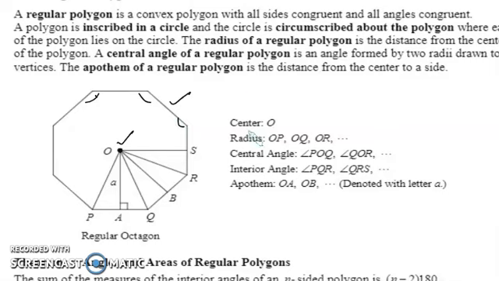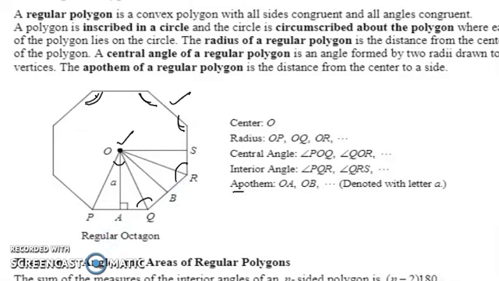Next part is radius. OP, as you already are aware, OP, OQ, OR, these are called radius. Central angle is angle POQ. So POQ, this angle is the central angle. Interior angles, these angles are called interior angles. So here you can say PQR, QRS, these are all interior angles.